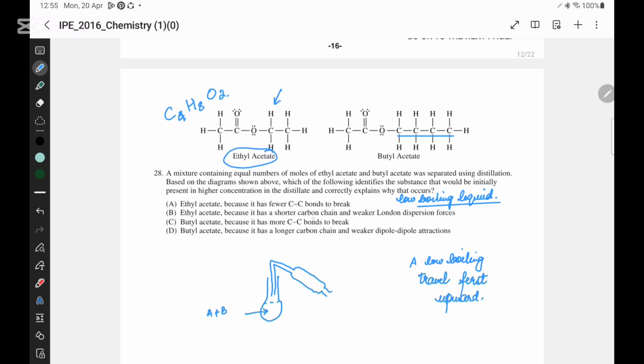Why? Because it has shorter carbon chain, because it has less number of carbons, so shorter carbon chain, and therefore it has weaker London dispersion forces. So weak intermolecular force of attraction, our answer is this, and this is the one which is present initially in most of the quantity, and later as the process proceeds, distillation process, it would evaporate first.